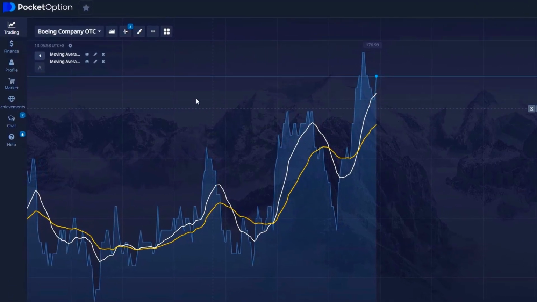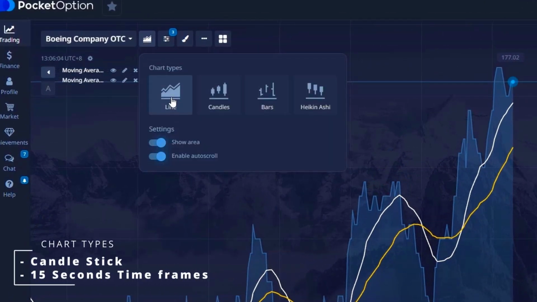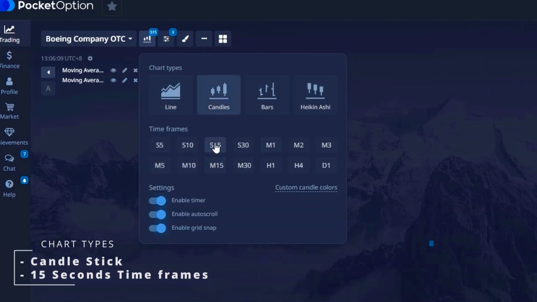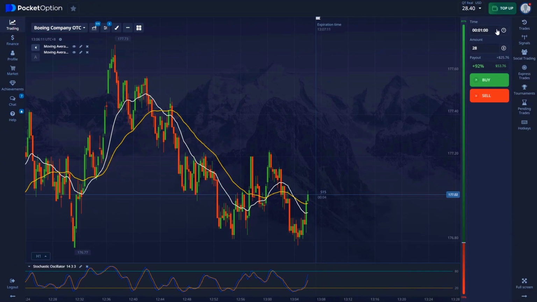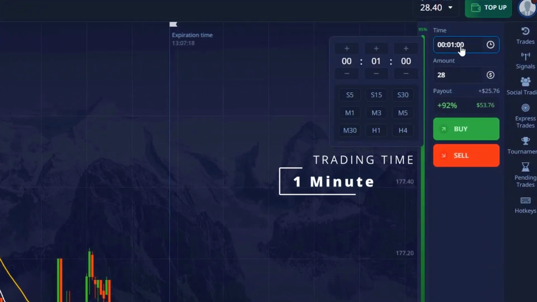Now, this is very important. Make sure to change your chart type from line to candlestick and set the time frame to 15 seconds. And last but not least, make sure to set your trading time to 1 minute.